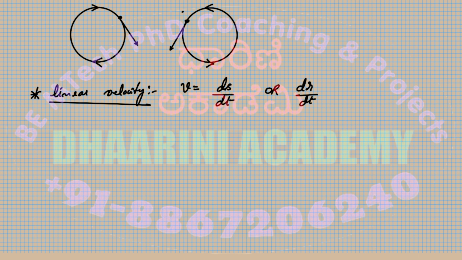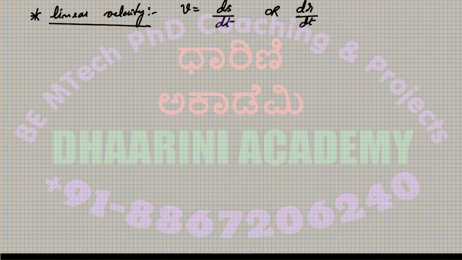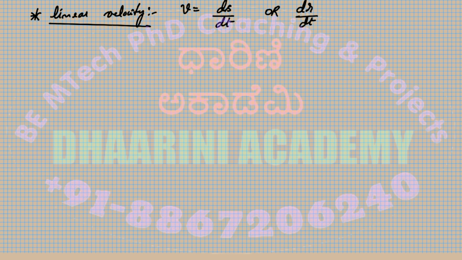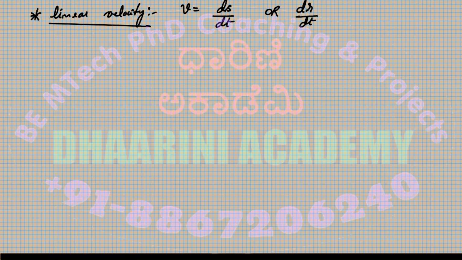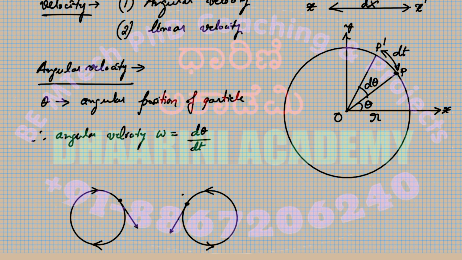Now, let us try to give a relationship between the linear speed and the angular speed. In order to identify the linear speed and the angular speed, we will consider the same diagram which we had written over here. So let's come back to this. I want this diagram.